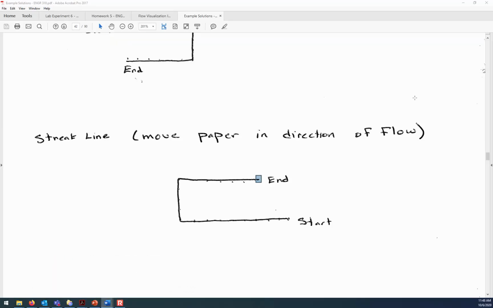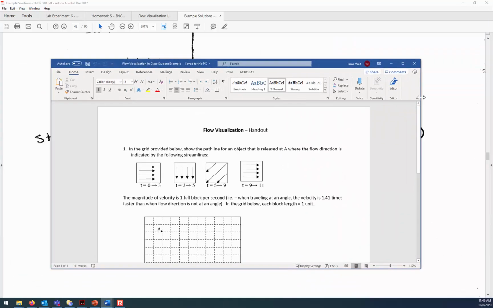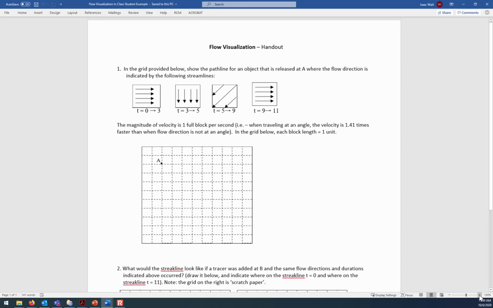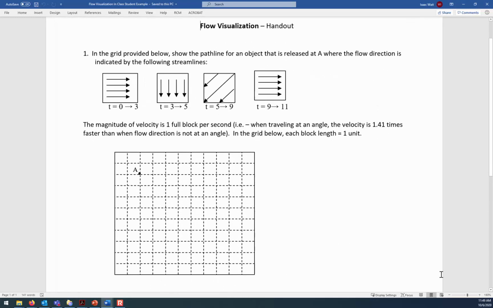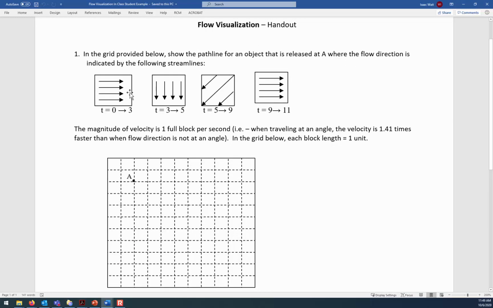And so if you have already printed out that PDF file that I sent you at the beginning of class, then let's take a look at this example. And if you haven't, then you can just do it on a scratch paper there in front of you. But the first question asks, if the water is moving to the right for 3 seconds, down from seconds 3 through 5, and so that's a 2-second interval, from 5 through 9, it's down and to the left, and then it's to the right from 9 to 11.